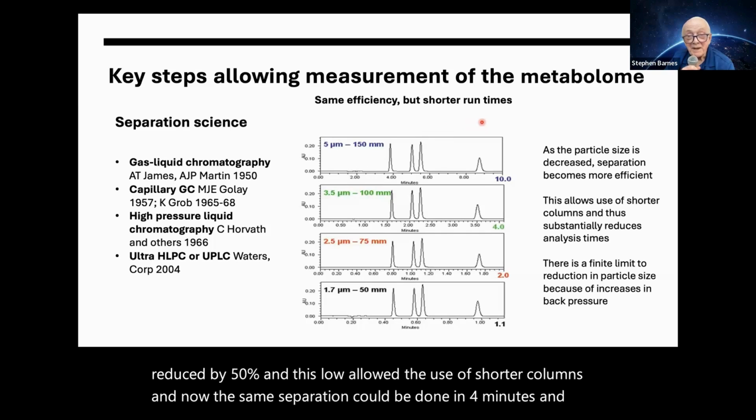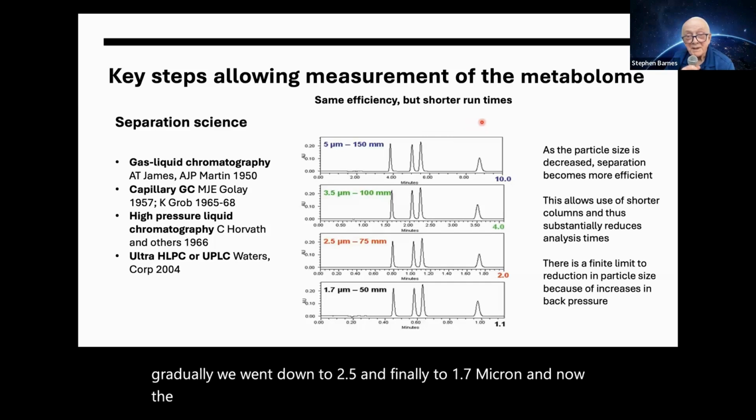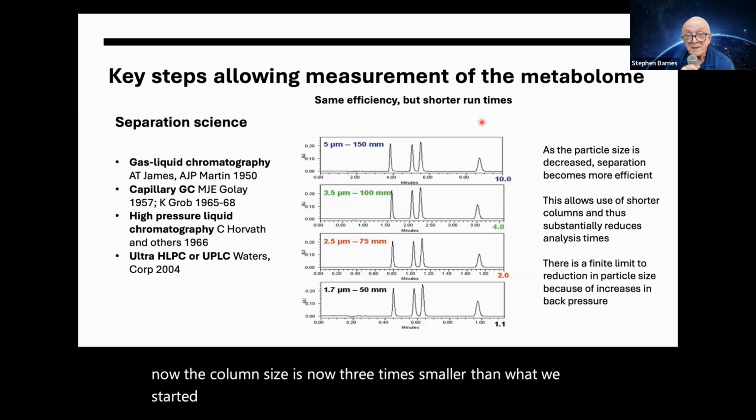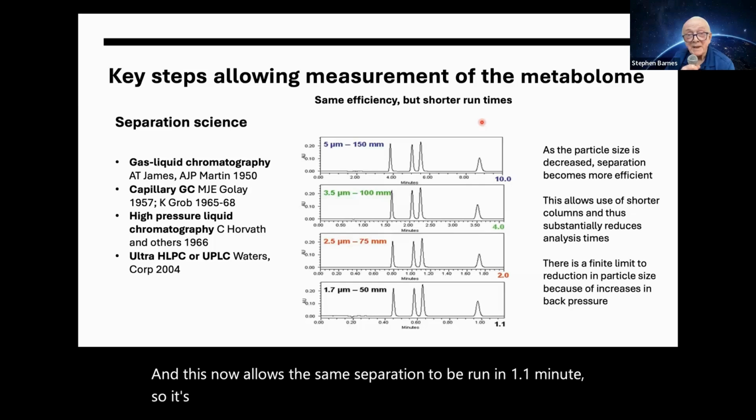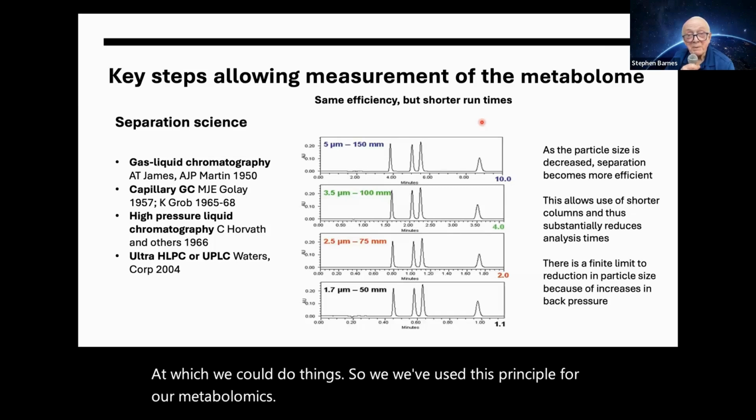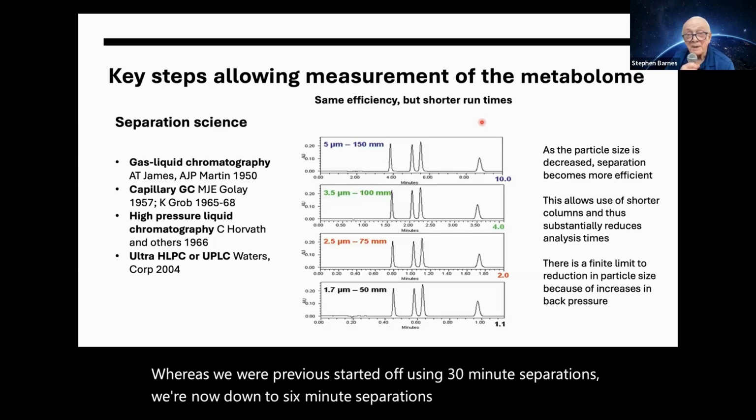And then gradually we went down to 2.5 and finally to 1.7 micron. And now the column size is 3 times smaller than what we started with. And this now allows the same separation to be run in 1.1 minutes. So it's really improved the speed at which we could do things. So we've used this principle for our metabolomics, whereas we started off using 30-minute separations, we're now down to 6-minute separations for very complex mixtures.